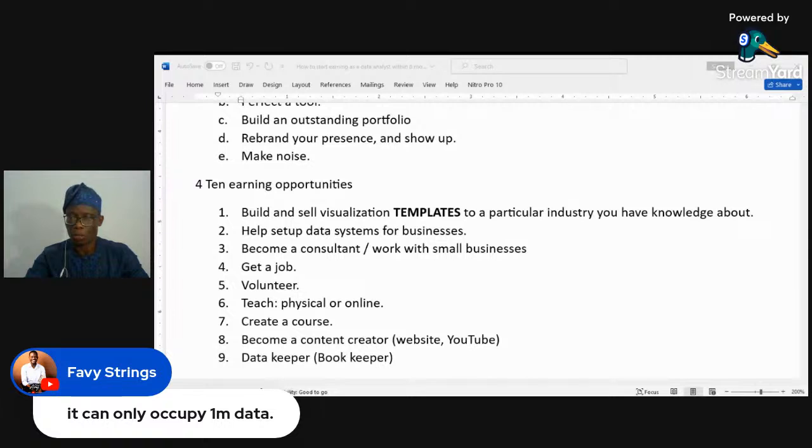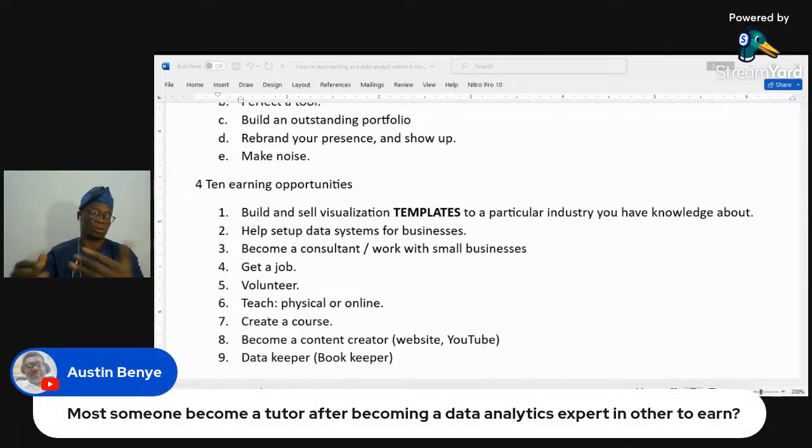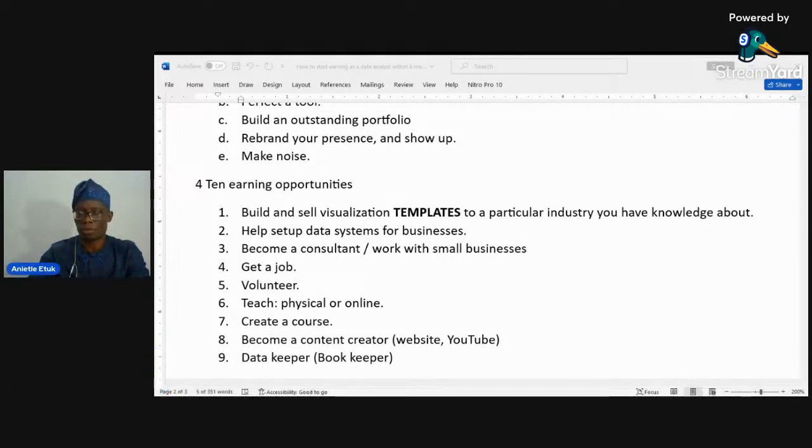Must someone become a tutor after becoming a data analytics expert in order to earn? No, you must not become a tutor to earn as a data analyst. So that leads us to the last part of today's discussion, where we want to look at some ways to earn as a data analyst. A tutor is just one of them. It's not even 10% of the ways to earn as a data analyst.